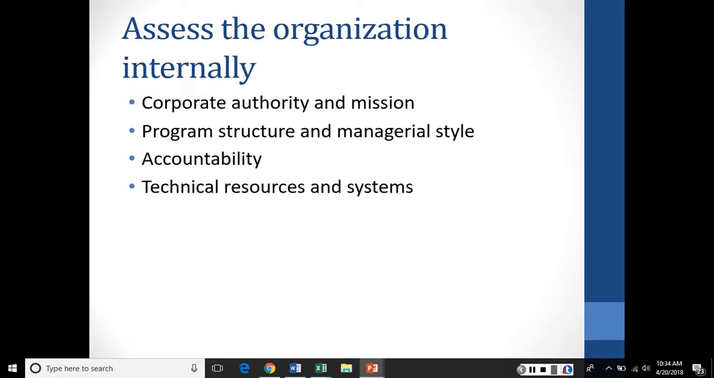But if you don't have these structures in place, that organization probably isn't actually having any impact. So it's important that we understand these program structures. So this might be, do they have a rigid or flexible structure? What are the communication styles? Does everyone have to go through their direct supervisor?